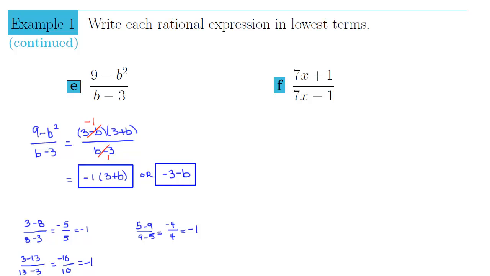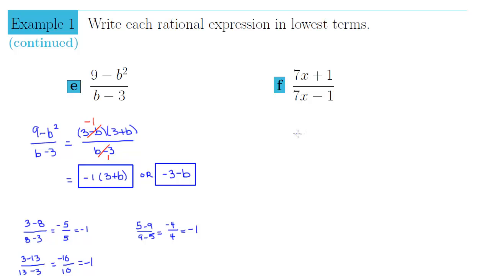We finish with example 1f. Reduce the rational expression 7x plus 1 divided by 7x minus 1. Now our first step would be to factor both the numerator and the denominator. 7x plus 1 doesn't factor any farther, and neither does 7x minus 1.